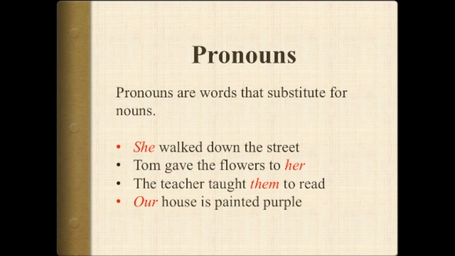Some examples would be: She walked down the street. She is the pronoun. Tom gave flowers to her. The teacher taught them to read. Or, our house is painted purple. In each case, one would assume that there's something in the context that tells you who the antecedent is for each of these pronouns.